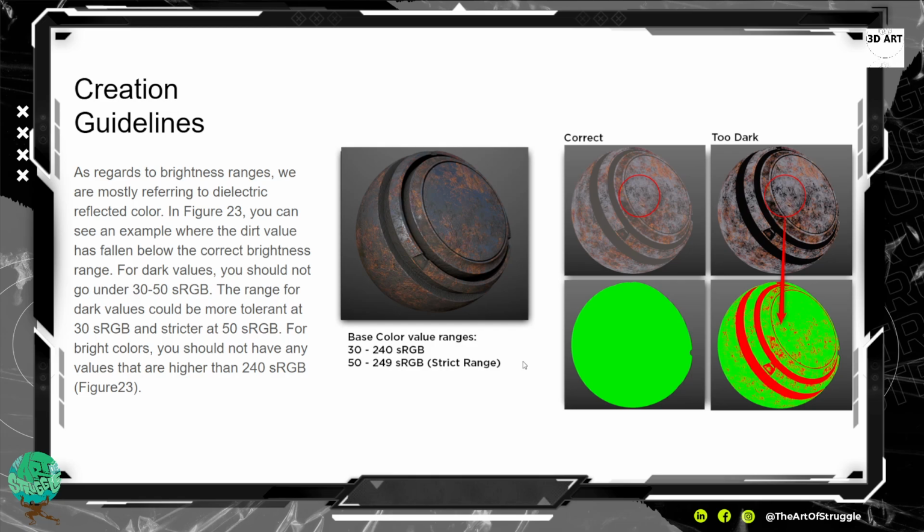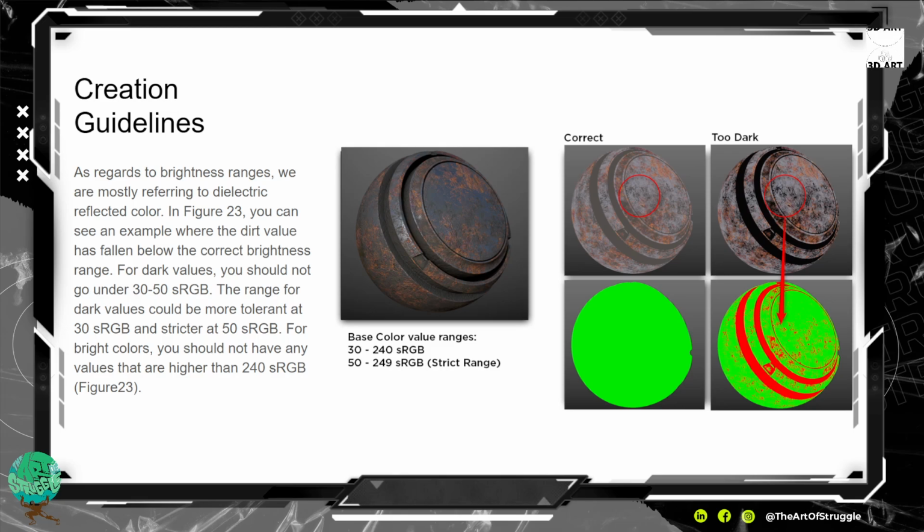So I always try to urge you guys, when you think something is red, dial it back a little bit. It's probably a little dark red or a little light red or maroon. There's subtleties to it. I want you guys to think more subtly about color. And as regards the brightness range, we're mostly referring to dielectric reflected color.